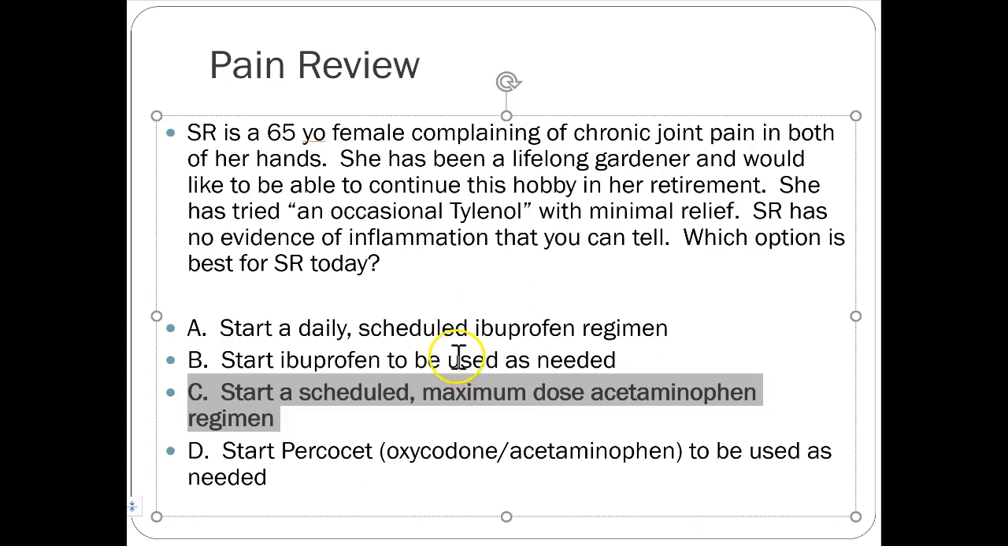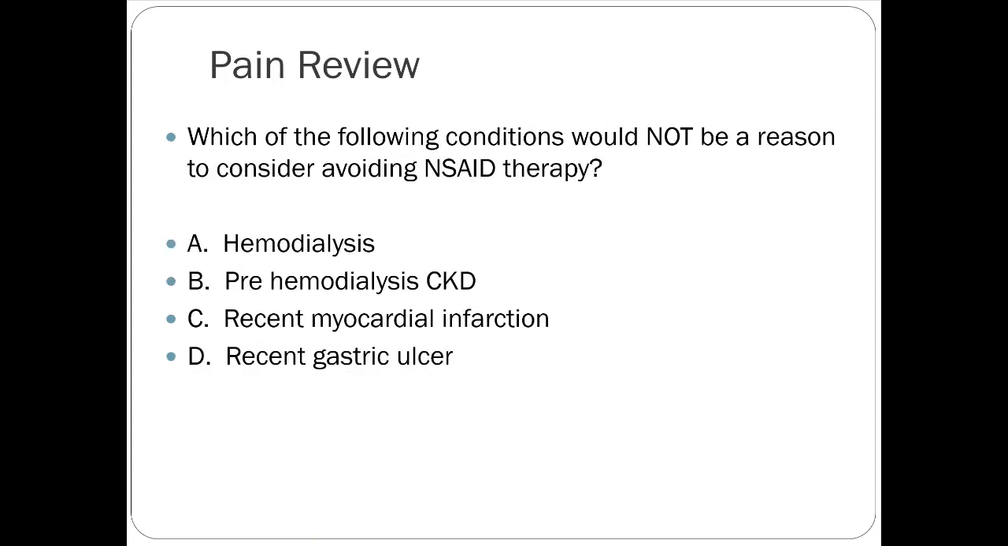I'd be hesitant to add on another PRN because they're taking PRN Tylenol already and they're doing some other PRNs. It just gets messy that way. Scheduling ibuprofen again for a non-inflammatory process would be a second line thing. I would start with the acetaminophen first. And of course, narcotics would be our last line therapy. So we want to avoid a drug like Percocet for now, hopefully forever.